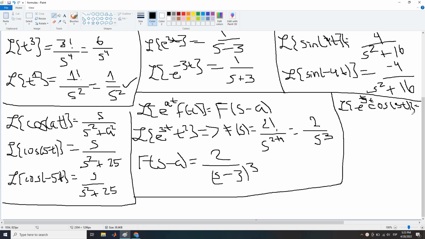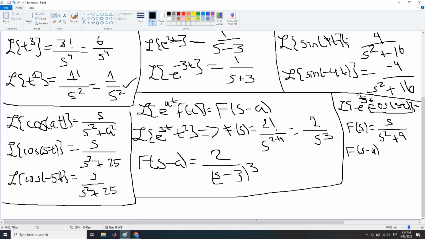So this will be equal to, first of all, we have to calculate the function of f of t. So f of t, the Laplace transform will be equal to f of s, and this will be equal to s over s squared plus 9. So we have now f of s. Now we have to evaluate f on s minus a.